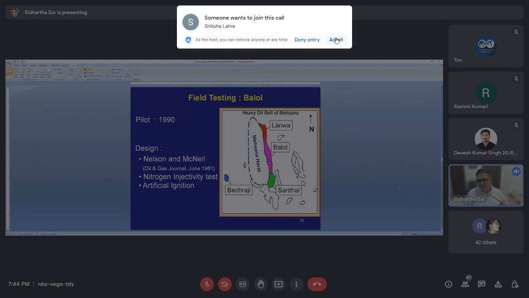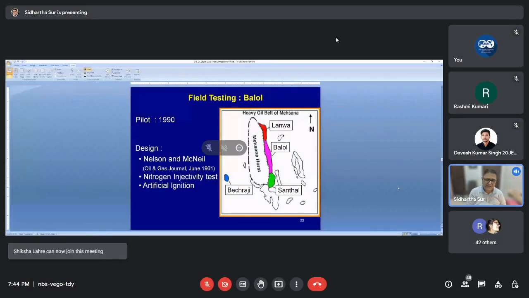So the entire field in laboratory got over by 1980s, and by 1990, the first field operation came up in a field called Balol, which you can see in purple color in the south of Balol field. It was designed based on analytical models done by Nelson, Maclean, and nitrogen injection and artificial ignition. Artificial ignition, the same gas burner was used to really increase the wellbore temperature to around 400 degrees C to create the front right at the wellbore core of air injection.